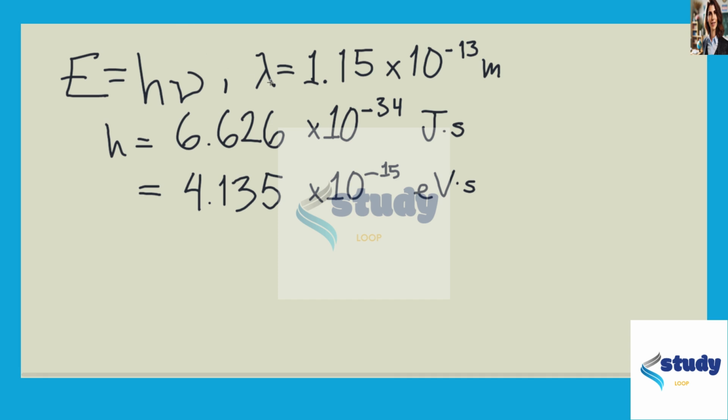And for this problem, we are given the wavelength of the photon in question, of 1.15 times 10 to the negative 13th meters. In order to find the energy of that photon, we're going to have to convert this wavelength to a frequency. And we'll also need to know Planck's constant. I've looked it up in terms of joule seconds, and you can also find it in terms of electron volt seconds, which I've written here.